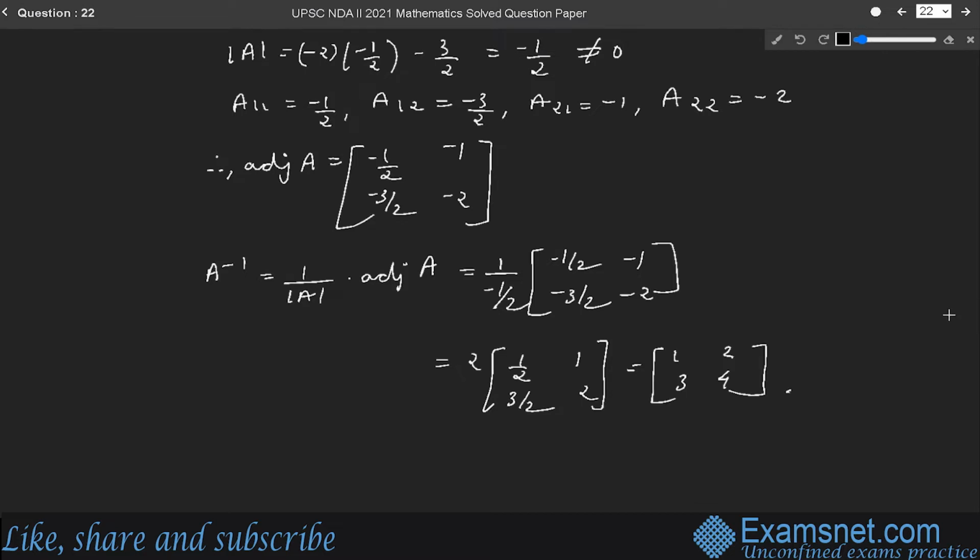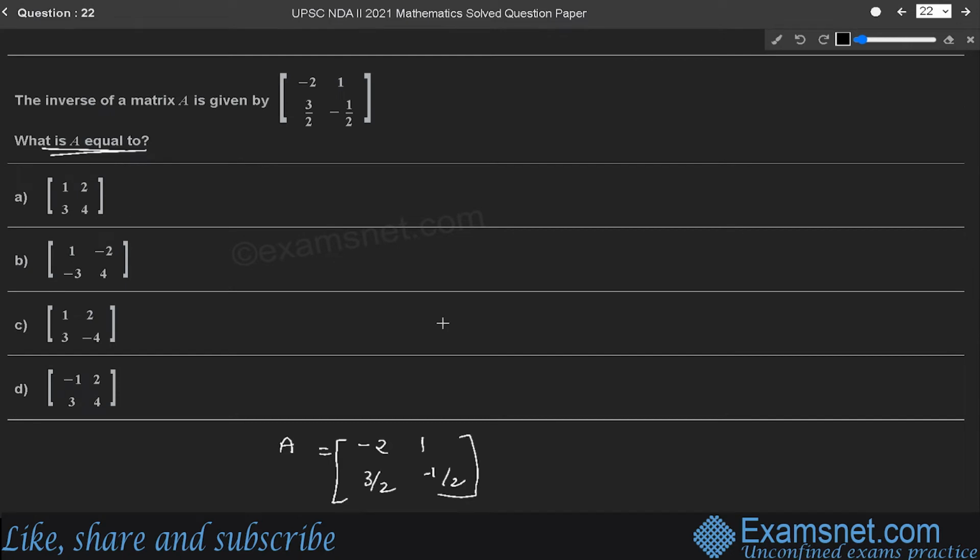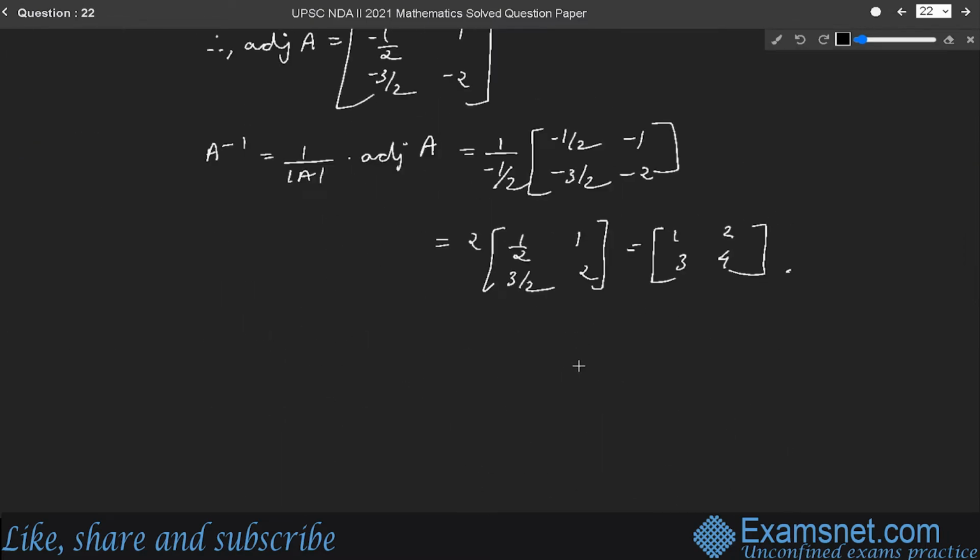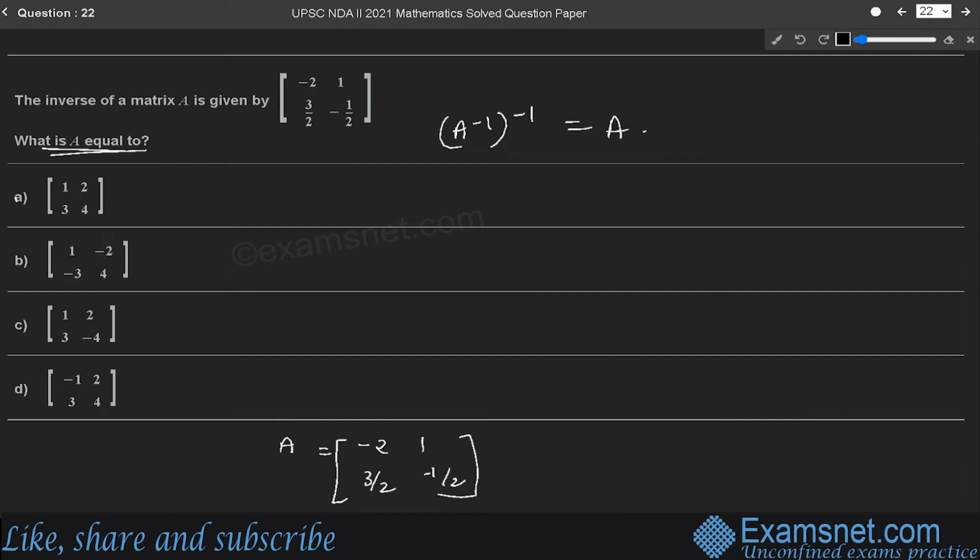See, because in the question A inverse is given and the inverse of the inverse is the given matrix, means (A inverse) whole inverse will be A. So that is why we have found the inverse of the given matrix, which is the value of A. So the correct option here is option A.